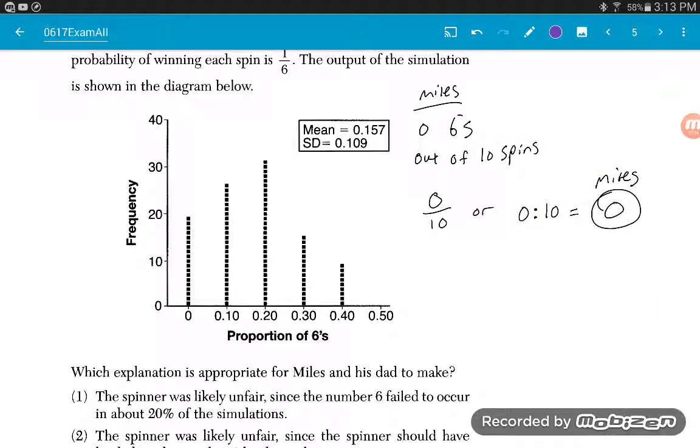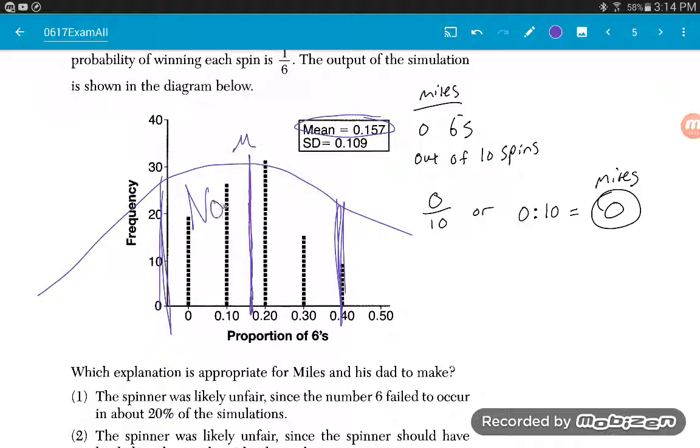The question is, is that a weird proportion to get? Is that unexpected? Well, let's take a look at our graph here. The mean is 0.157, which is somewhere over here. And the standard deviation is 0.109. So if I subtract 0.109 twice, I'm going to get somewhere over here and somewhere up here. This in here is a normal range. There's nothing weird about getting a value in here. And take a look, 0 is in here. 0 is in the normal range. These are expected values. So it shouldn't be surprising at all that Miles got 0. This makes sense. It's not weird.